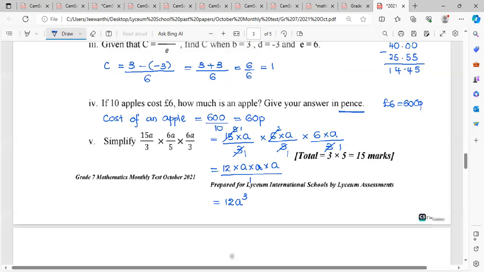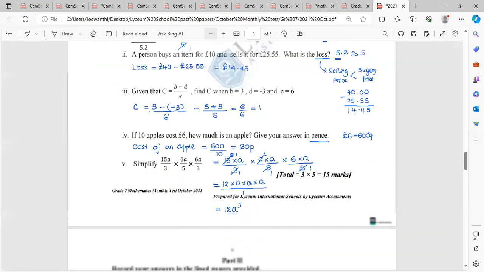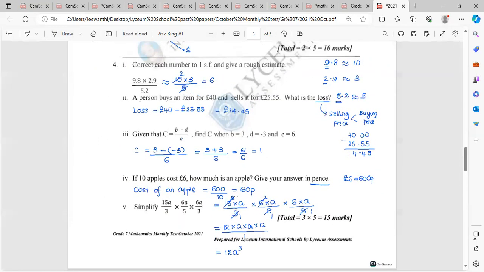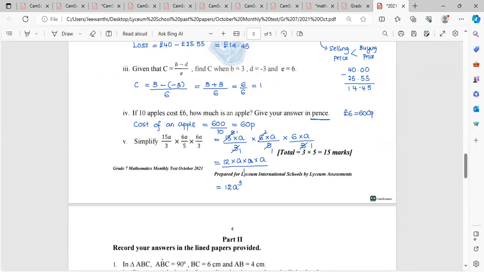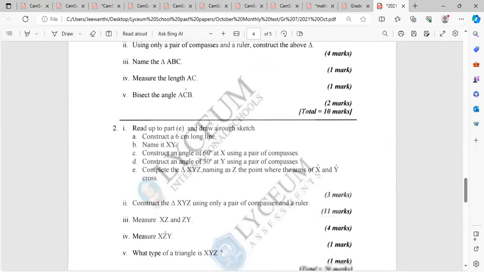So that is all about question number 4. Wait, I will show you the whole question. So this is how you want to get the answers for question number 4, and that is the end of part 1. And in part 2, you have 2 questions.